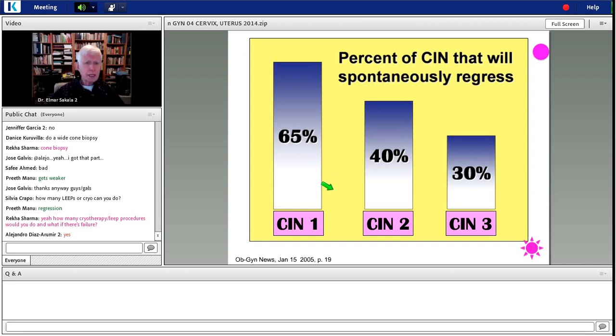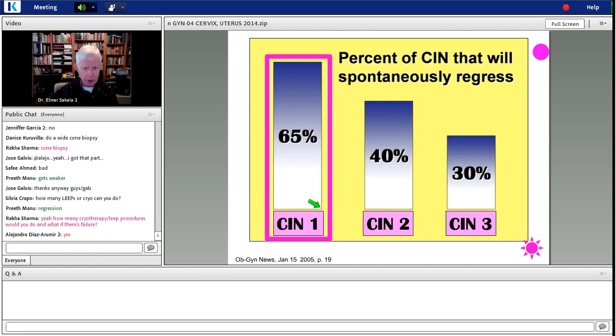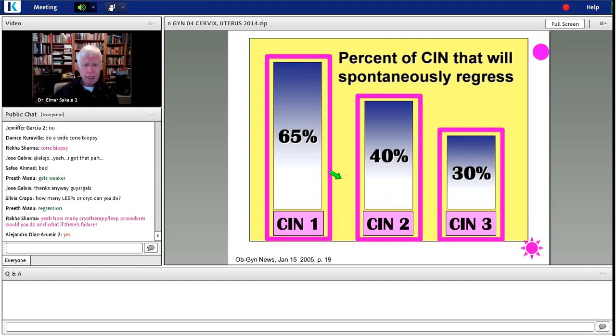This is looking at what percentage of SIN will spontaneously regress. And you can see there is more regression with SIN 1, 65%, which is 2/3. With SIN 2, 40%. Even with SIN 3, the spontaneous regression rate is still significant.